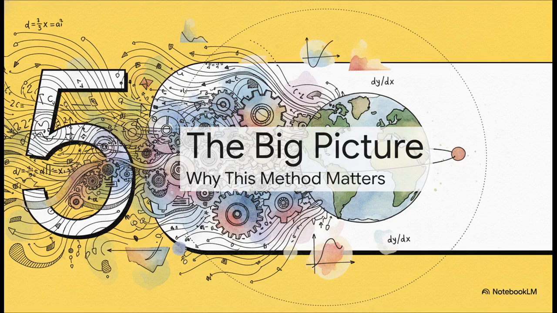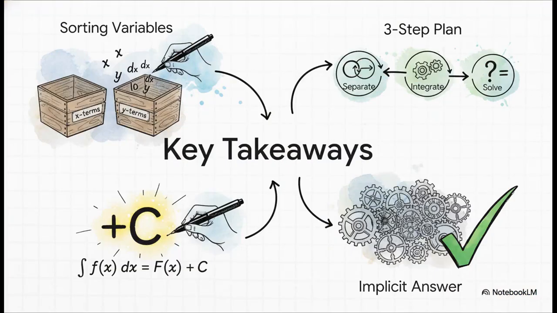All right, we've got the method down. Let's zoom out for a second and talk about why this is such a big deal in your calculus journey. So let's boil it all down. What are the absolute must-knows? 1. Separable equations are all about sorting your variables. 2. Your game plan is always the same. Separate, integrate, solve. 3. Don't you dare forget that plus c right after you integrate. And 4. Sometimes an implicit answer is not just okay, it's the best answer.